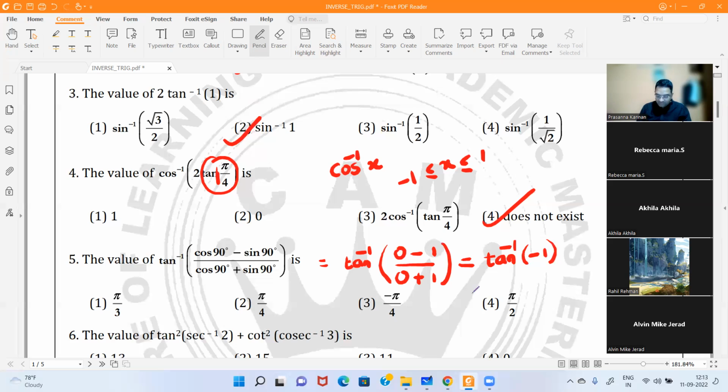What is tan inverse of minus x? It's minus tan inverse of x. And tan inverse of 1 we know is pi by 4. The answer will be minus pi by 4. Which option? Third option. Is it clear to you? Yes, sir.